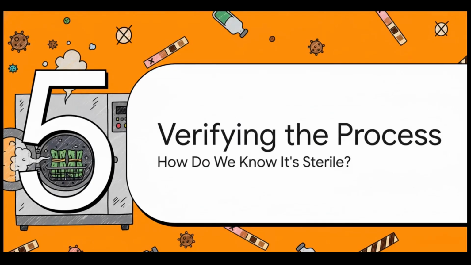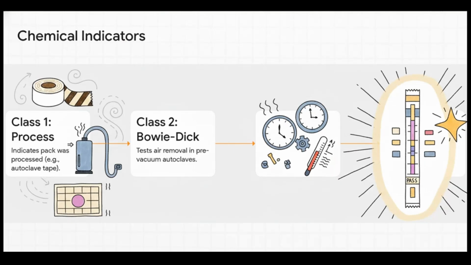So we've run the machine. The cycle's finished, the lights are green, but how do we actually know that the instruments inside are sterile? I mean, you can't see microbes, right? We need proof, and that's where our sterilization indicators come in. We use this whole hierarchy of chemical indicators, and each one gives us a little more confidence. That Class 1 tape on the outside of a pack, all that tells you is that the pack went through the machine. A Class 2 Bowie-Dick test is more specific. It confirms the pre-vacuum cycle sucked all the air out like it was supposed to.